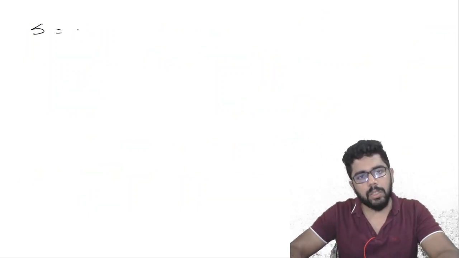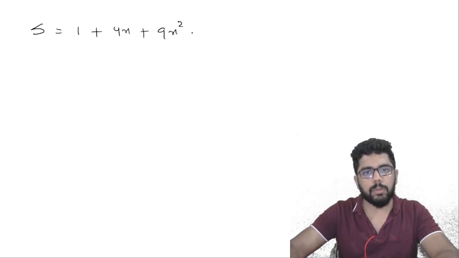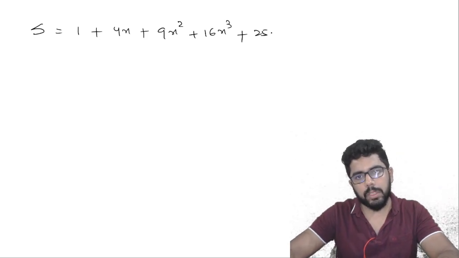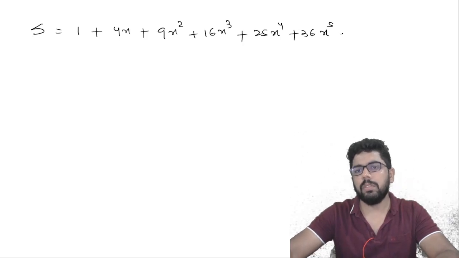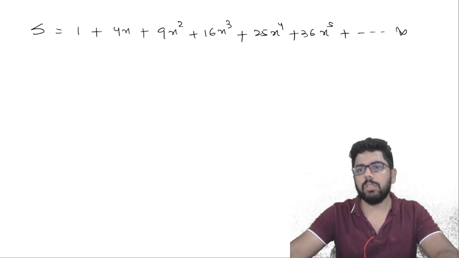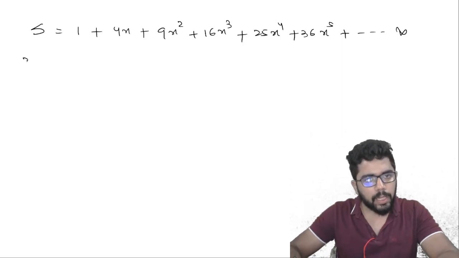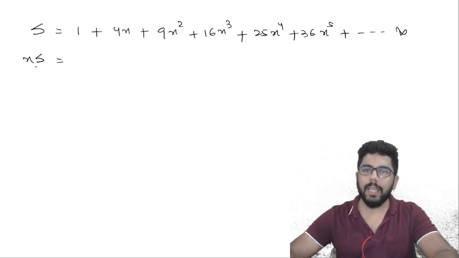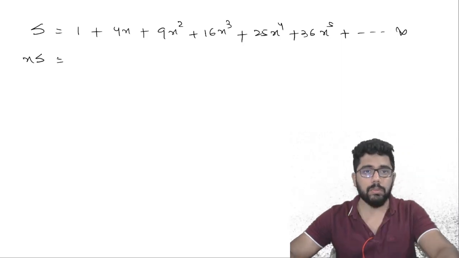So let us see. Here S is given as 1 plus 4x plus 9x square plus 16x cube plus 25x to the power 4. Let me write another term, 36x to the power 5, and so on. This goes on till infinity. So what I'll be doing is I'll multiply x throughout. To this sum S I will multiply x. That means x is going to be multiplied to all the terms in the series.